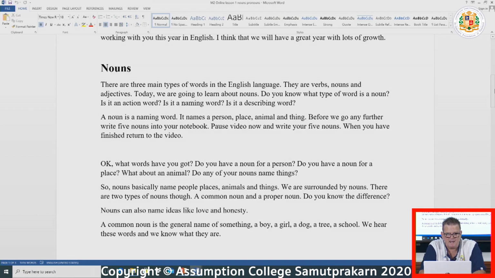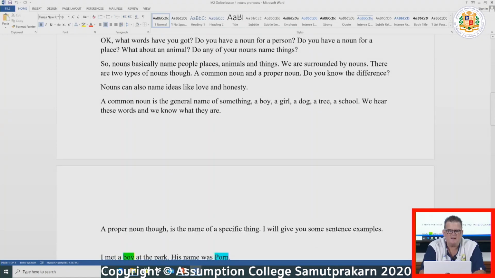So nouns basically name people, places, animals and things. We're surrounded by nouns. There are two types of nouns though, a common noun and a proper noun. Do you know the difference? Nouns can also name ideas like love and honesty. A common noun is the general name of something. A boy, a girl, a tree, a desk, a school. We hear these words and we know what they are. A proper noun, though, is the name of a specific thing. I will give you some sentence examples.